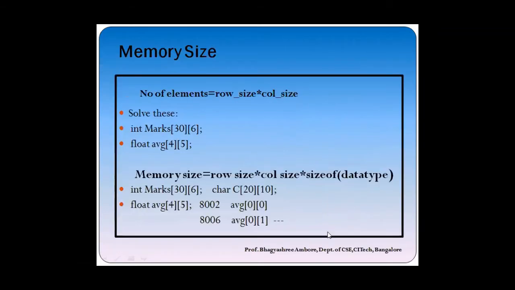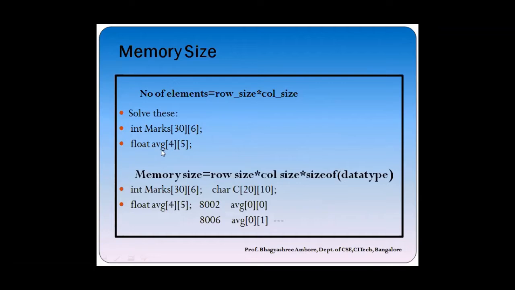Now we'll see the number of elements. How many elements are there? There is a formula to find the number of elements: row size into column size. Now I'll consider one example. I want to consider the marks of 30 students for 6 subjects. So how many elements are there? Row size into column size, that is 30 into 6 equals 180 elements.